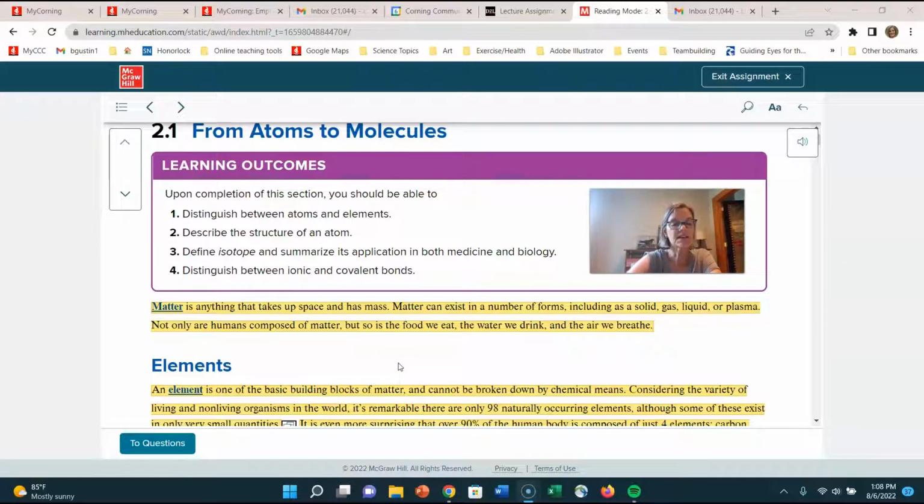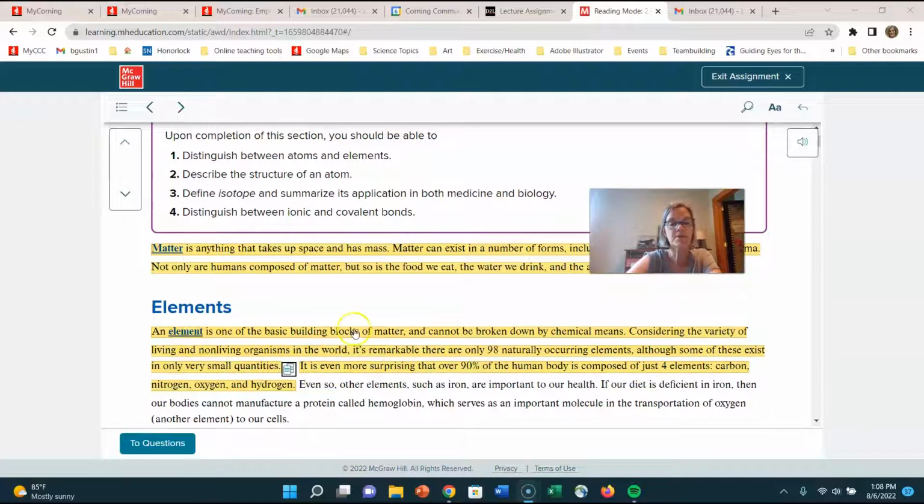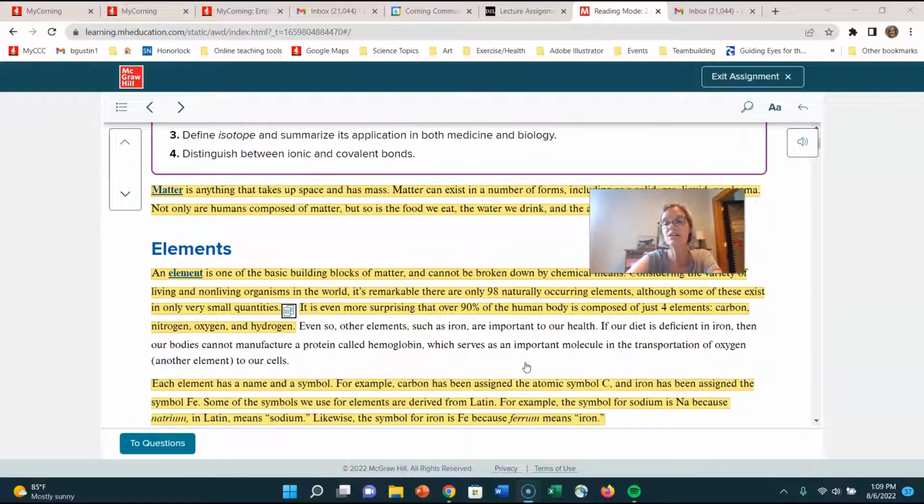What you can see is an element is one of the basic building blocks of matter. It can't be broken down by chemical means. On here it tells you that there's 98 naturally occurring elements, and just about most living organisms are composed of 4 of those elements: carbon, nitrogen, oxygen, and hydrogen. And you're going to see those more this semester, in fact, in this series of lectures this week.